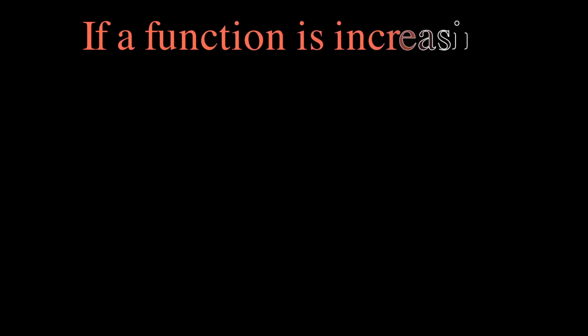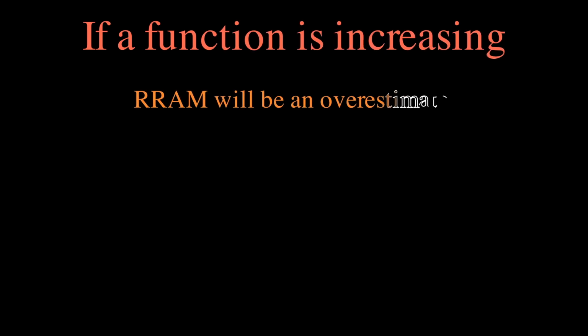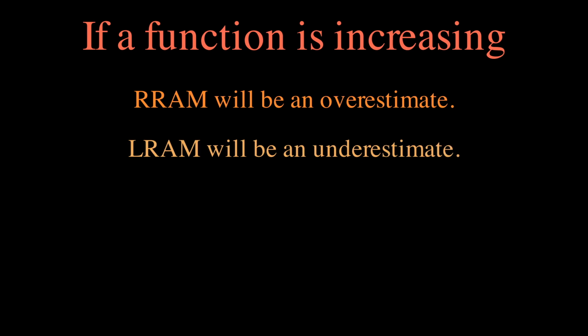So now remember that if a function is increasing, then RRAM, which is the right-hand Riemann sum, will be an overestimate, while LRAM, which is the left-hand Riemann sum, will be an underestimate.